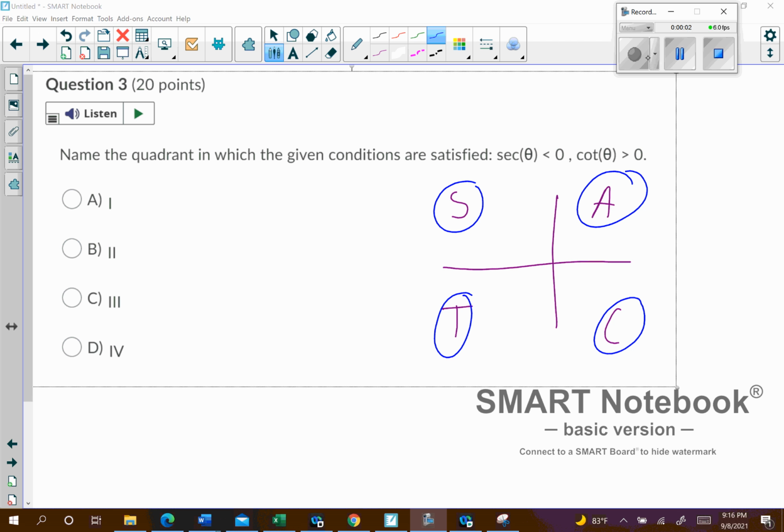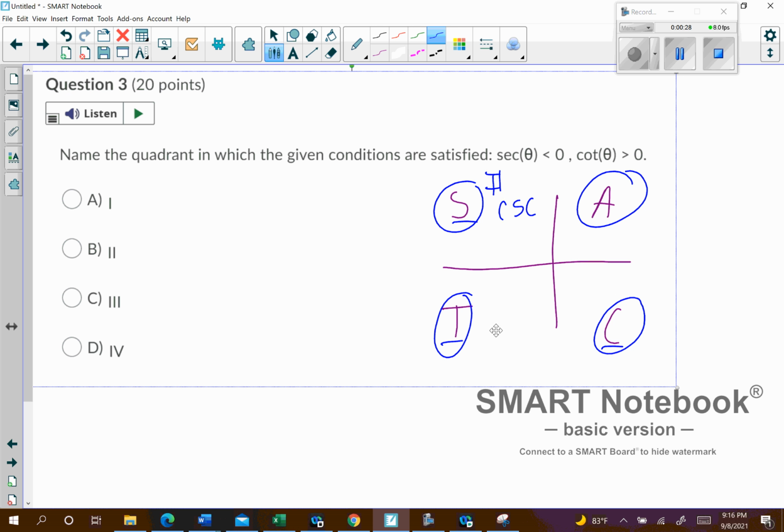Okay, so on this first question where they want us to find the quadrants that satisfy the given conditions, the first thing I want to review is "All Students Take Calculus." So that means all the trig identities are positive here. Then in our second quadrant, it's going to be sine and then the reciprocal identity, the cosecant.